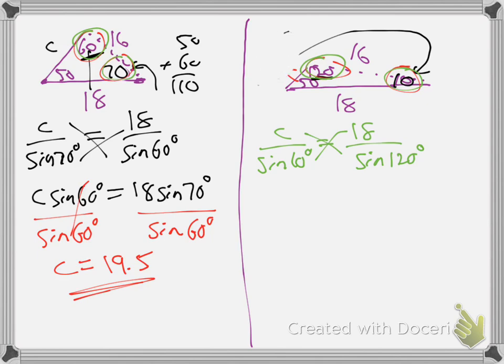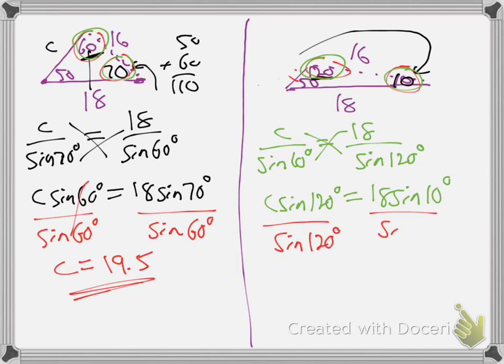So the last side, side C, we get C sine 120 is 18 sine 10. Last step, divide by the sine 120. Boom. C equals 18 sine 10 divided by sine 120. I'm getting 3.6. In this other case, it's a lot bigger, 19.5.